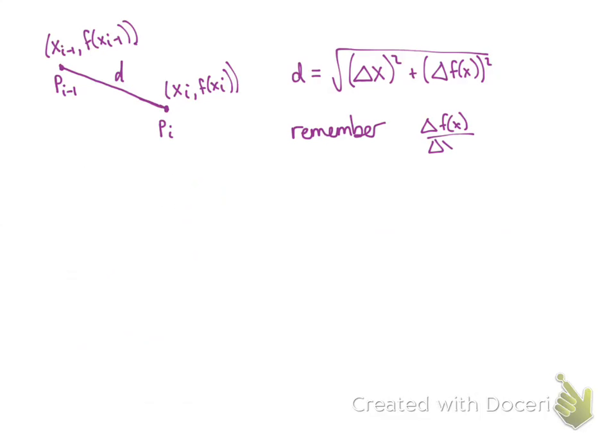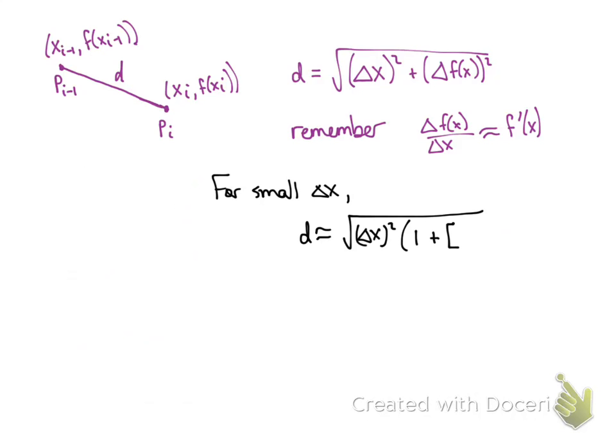And now I want to point out that the change in f over the change in x is approximately equal to the derivative, right? The derivative is the limit of change in f over change in x as change in x approaches 0. So that delta f of x is approximately equal to delta x times f prime of x. That means that the distance can be replaced with this expression when the delta x is small, so that f prime is approximately equal to change in f over change in x.